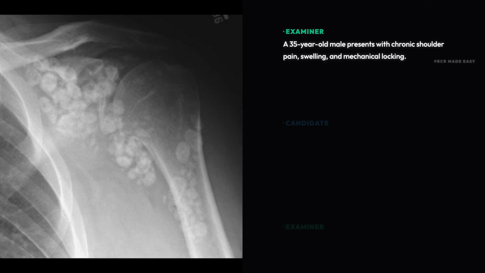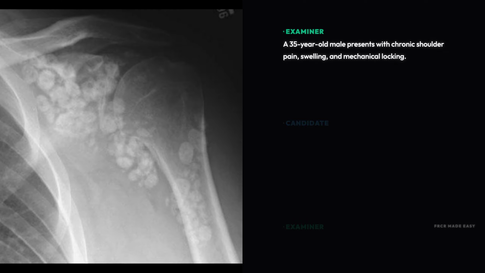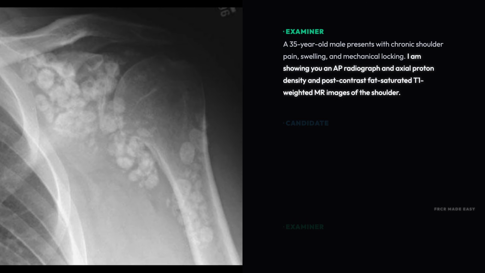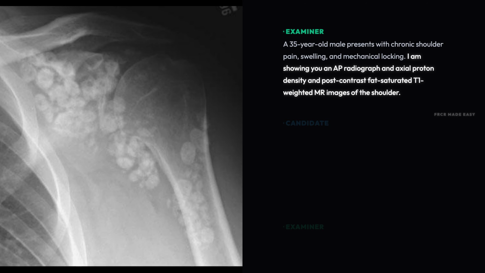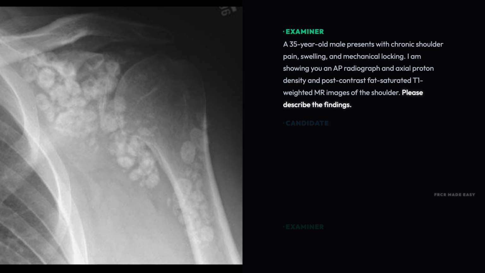A 35-year-old male presents with chronic shoulder pain, swelling, and mechanical locking. I am showing you an AP radiograph and axial proton density and post-contrast fat-saturated T1 weighted magnetic resonance images of the shoulder. Please describe the findings.